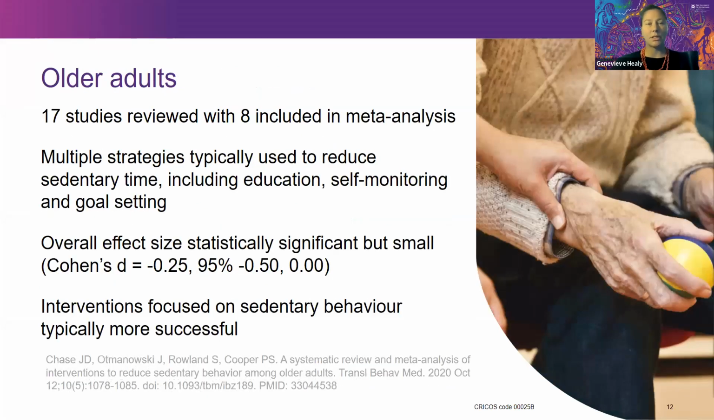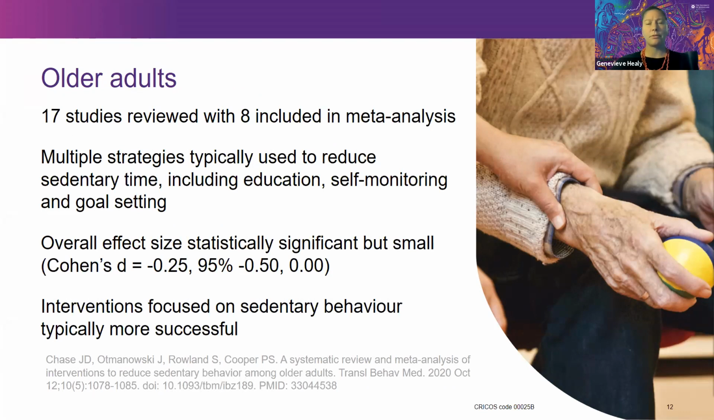Another key population group is older adults. So Chase and colleagues recently published a systematic review and meta-analysis of interventions to reduce sedentary behaviour among older adults. They found wide variability in the intervention strategies used among the 17 distinct studies identified, with the strategies used including education, self-monitoring and goal setting. They did see an overall statistically significant effect for daily sedentary time. However, the reduction was relatively small.